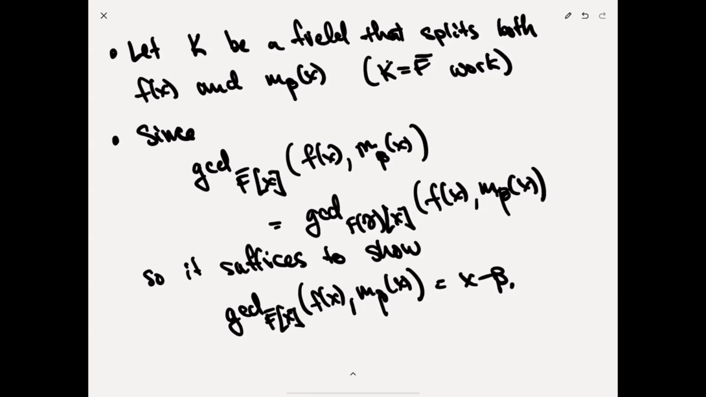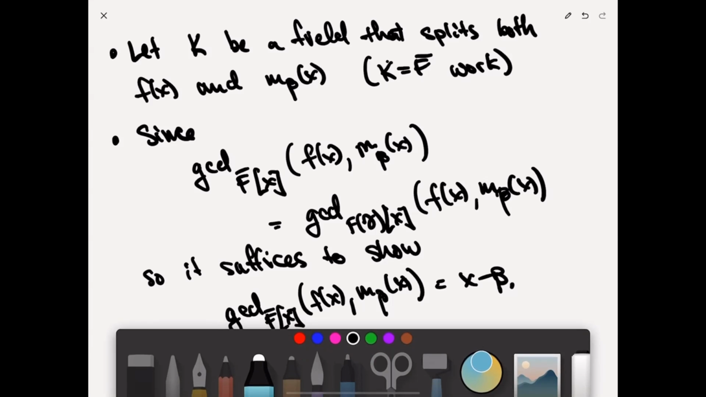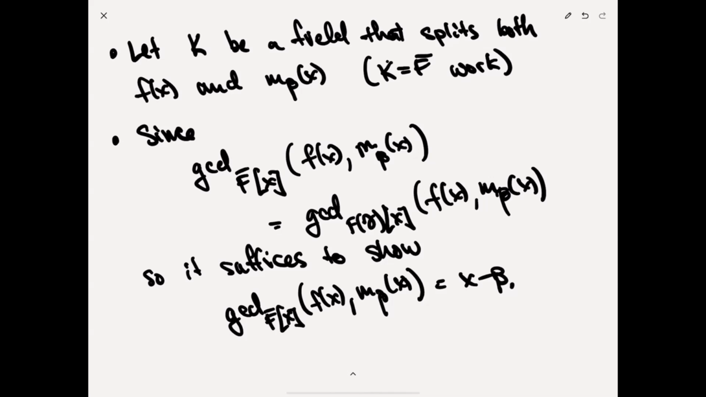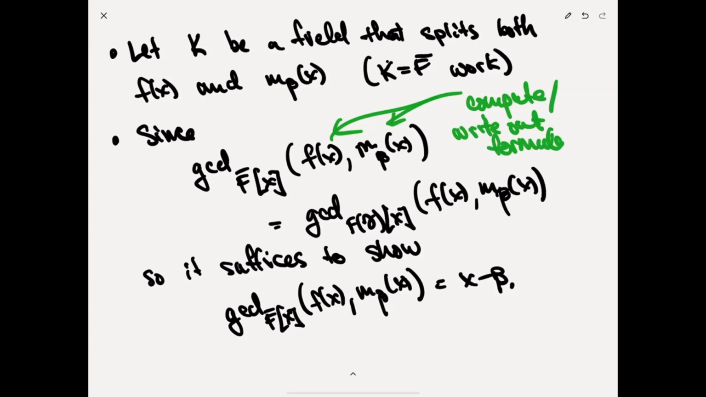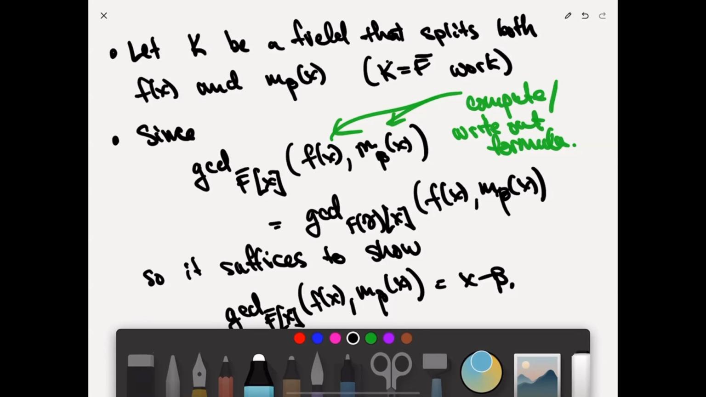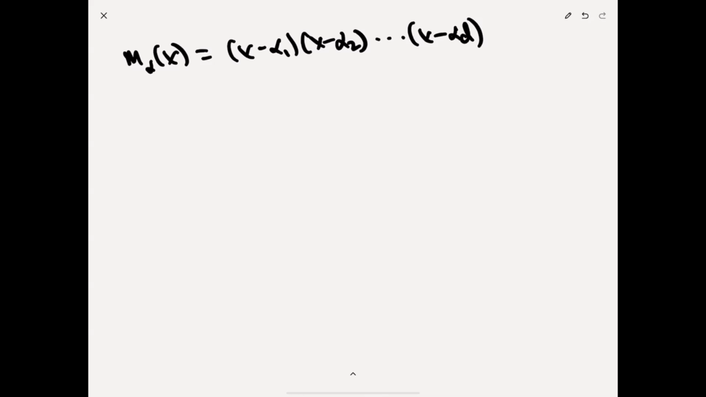All right. So what we'll do is we just compute. I mean, we just write down formulas and this will work out. Okay? So let's write down formulas. So this is x minus alpha 1, x minus alpha 2, up to x minus alpha d, where d is the degree, and here we're using the convention that alpha 1 is alpha.